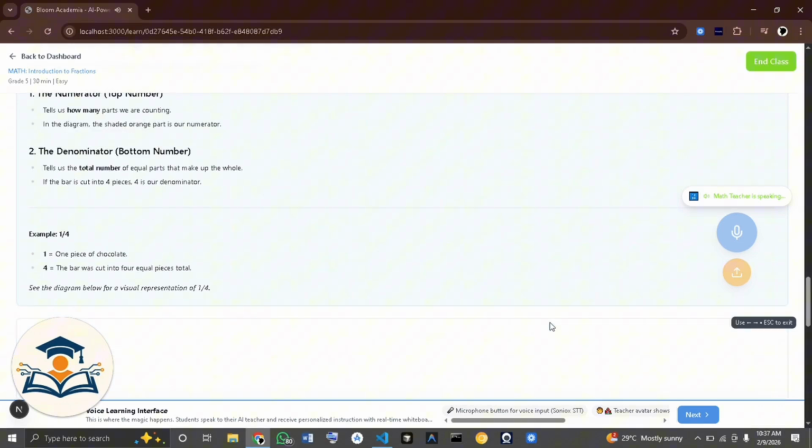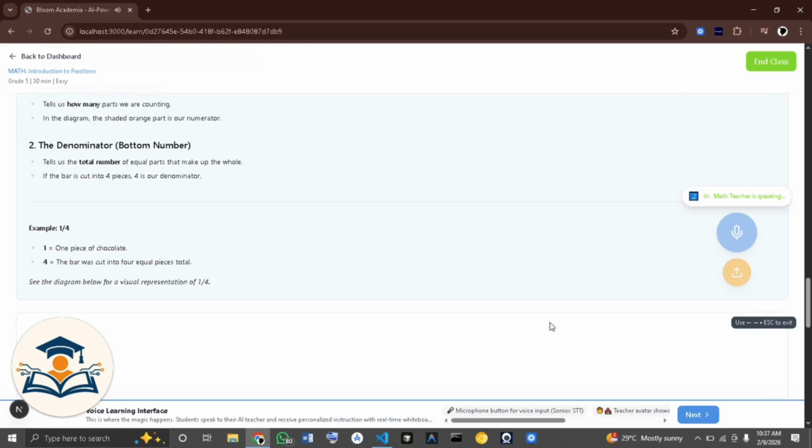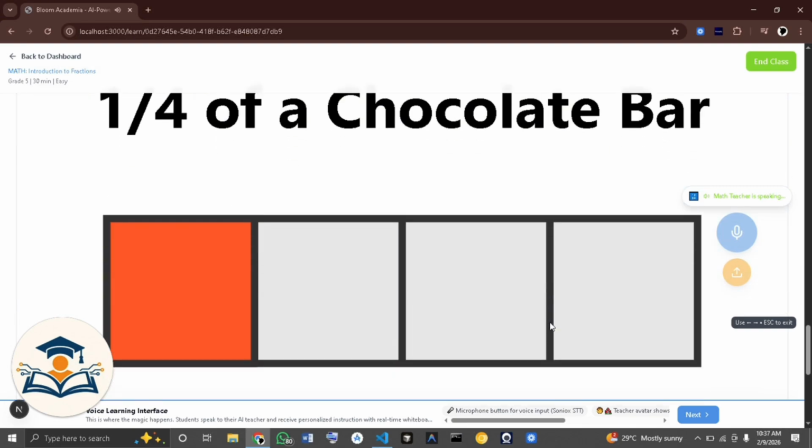A fraction has two main parts. The top number is the numerator, which tells us how many pieces we have or are talking about. The bottom number is the denominator, which tells us the total number of equal pieces in the whole bar. Look at the diagram showing a bar split into four equal parts. If you have one of those parts, we write it as 1 over 4. Does the difference between the top and bottom numbers make sense to you?